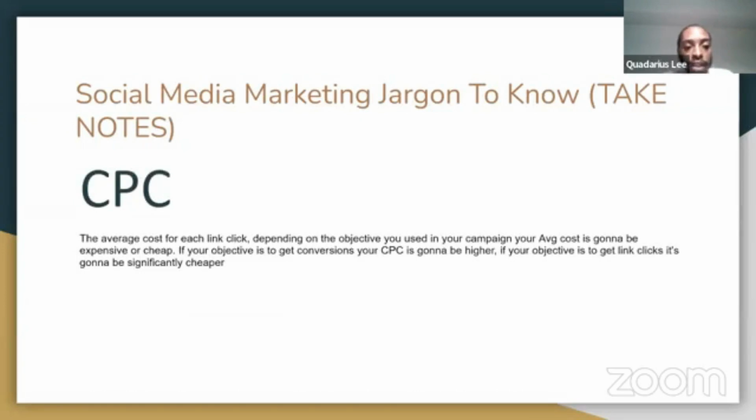So now it's going to be the time maybe to take some notes or maybe write down a few of these so that when I talk about them a little bit later, you're not confused as to what that may be. So first, we're going to talk about CPC. So cost per click, the average cost for each link click. Depending on the objective you used in your campaign, your average cost is going to be expensive or cheap. If your objective is to get conversions, your CPC is going to be higher. If your objective is to get link clicks, it's going to be significantly cheaper. Link clicks are most likely tied to brand awareness and reach, so that's why they're going to be cheaper.